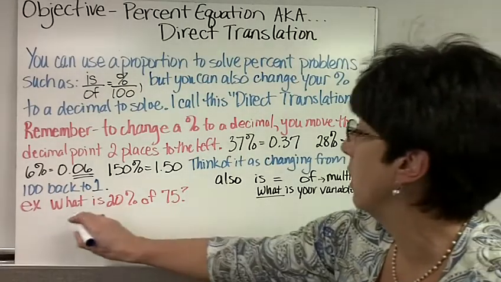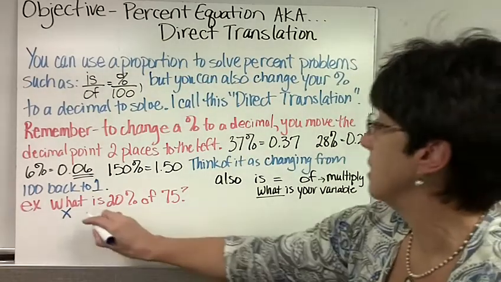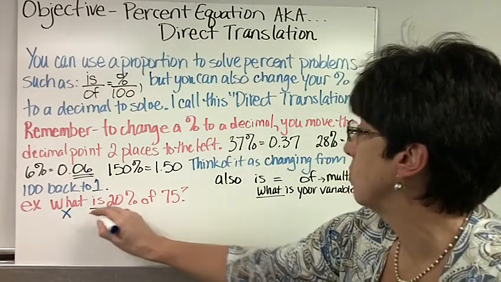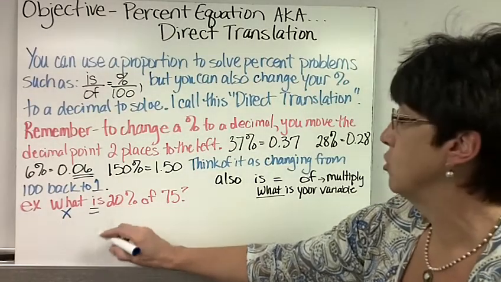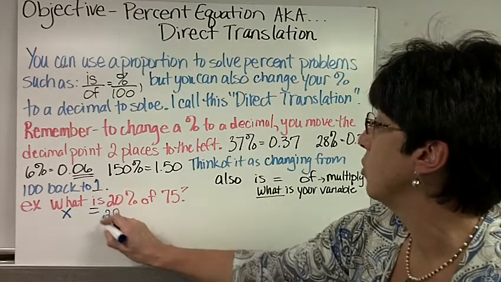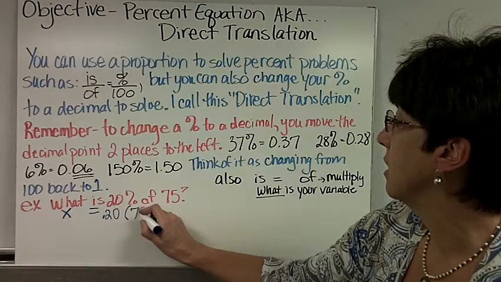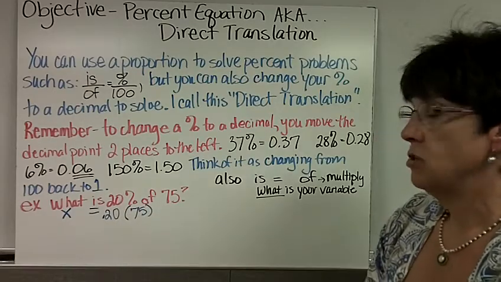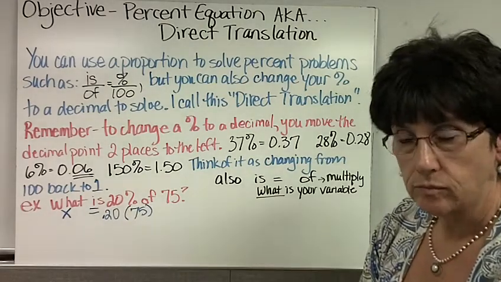Let's translate that. What, that's where we put our x, is, that's our equal sign. 20%, we need to change that to a decimal. Move it 2 places back to the left. 0.20. Of means multiply, and then 75. So now your problem is x equals 0.20 times 75.